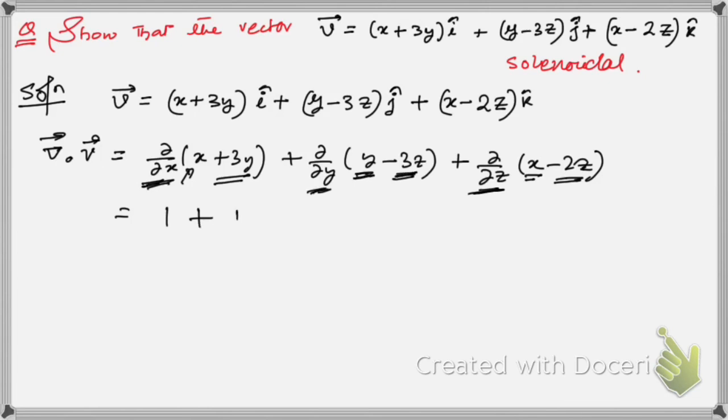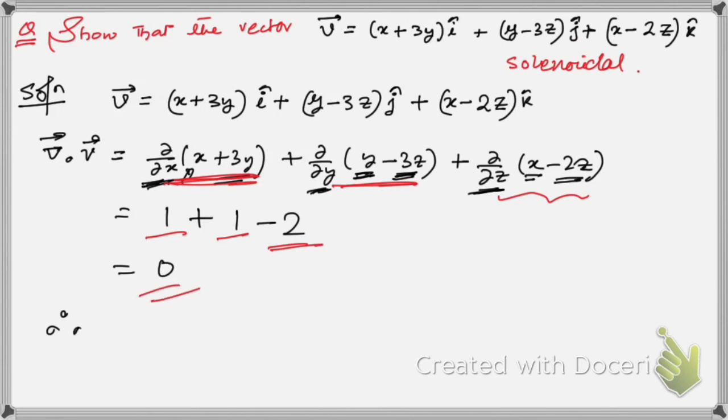So this is the result we have got. From here we have got 1, from here we have got 1, and from this we have got minus 2, and this is equal to 0. That's why this vector V is solenoidal.